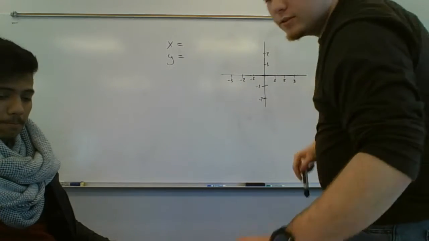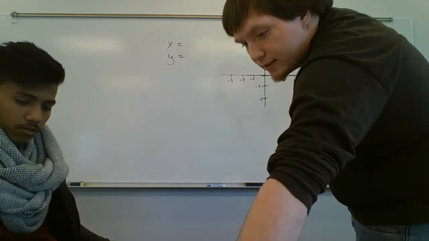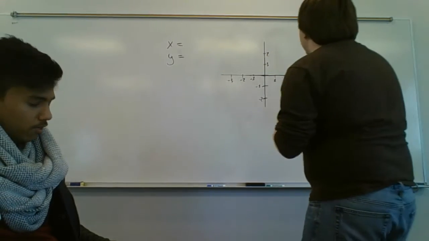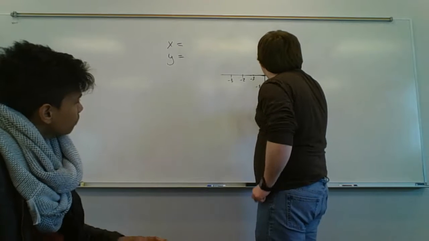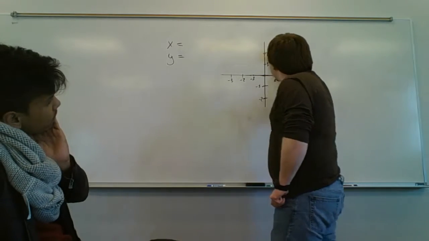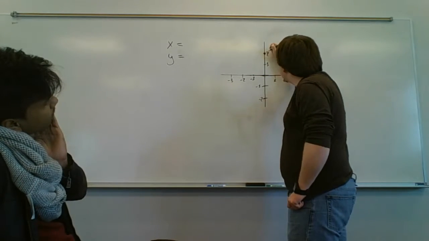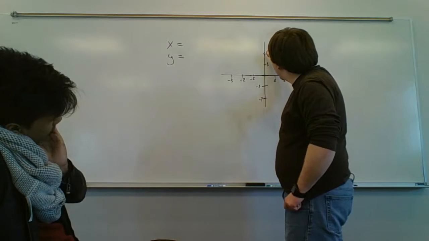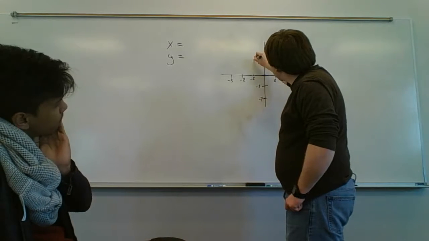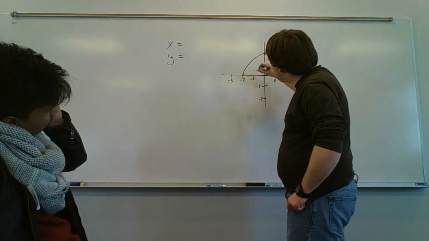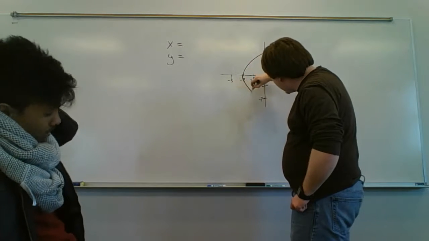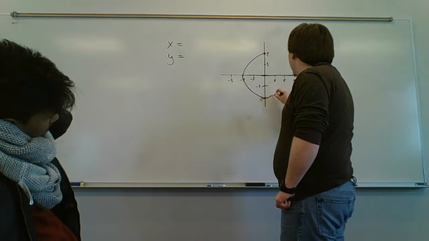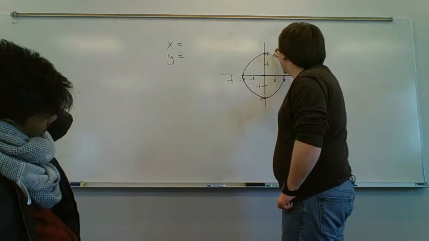Okay, so you're starting with a circle of radius 2 at the origin, starting at the top and going counterclockwise. So you'll start up here with your y at its maximum. And y and x are both going to decrease and come all the way back around like that.